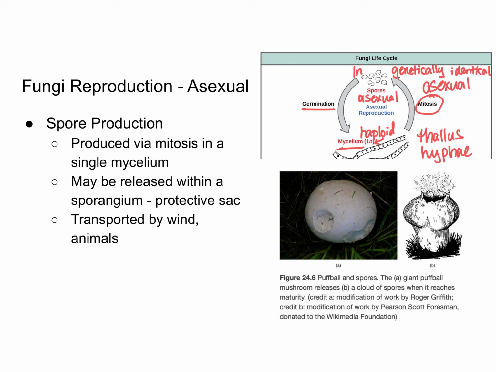Some spores are released within a protective sac called a sporangium, and they are often transported by the wind or they hitch a ride on animals. This picture here shows a puffball fungus, and you can see that this puffball here essentially pops open and the spores are dispersed into the air where they are carried by the wind.